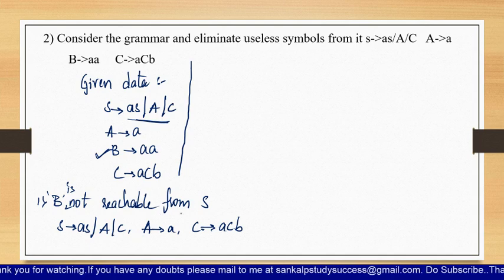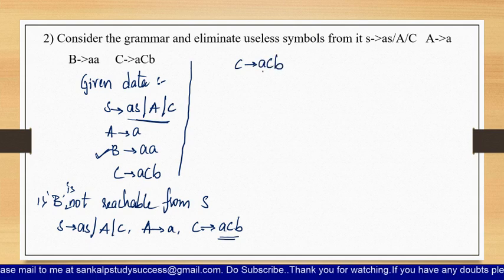If you see here, you have S tends to AS. Okay, that's fine. S tends to A is also fine. And S tends to C. Here you are going to apply C, but it is not reaching a terminal. If you see here, C tends to ACB. Always you are going to substitute in the place of C again ACB.